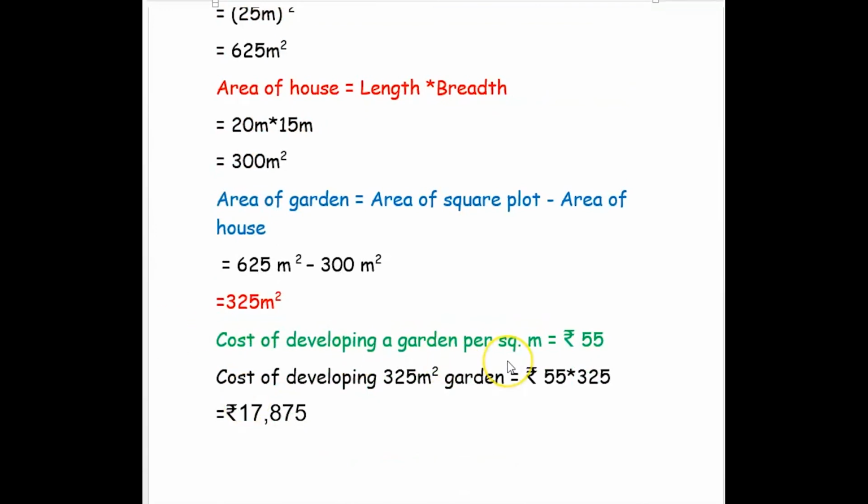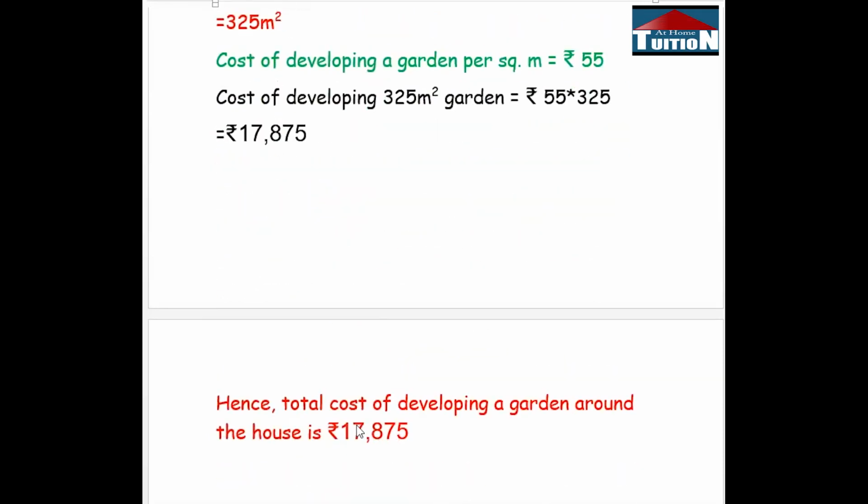So the cost of developing a garden for 1 meter square is rupees 55. Then the cost of developing a garden for 325 meter square is rupees 55 into 325. So our answer will be rupees 17,875. So the total cost of developing a garden around the house is rupees 17,875. Hope you have understood how to find the perimeter and area, and also how to apply those things based on the given question.